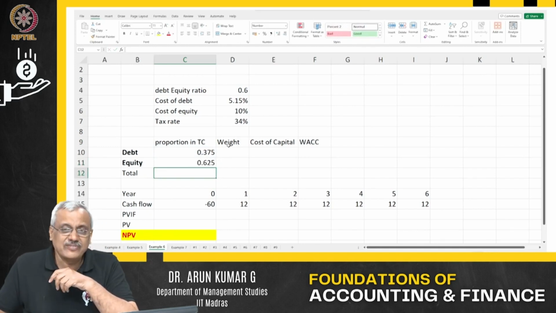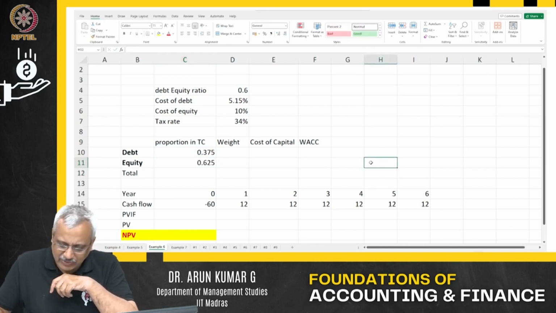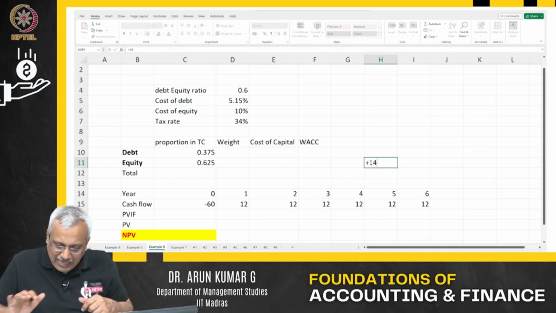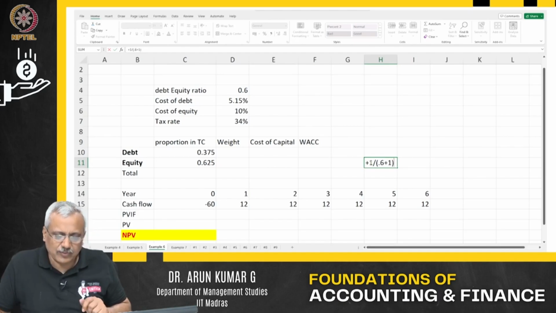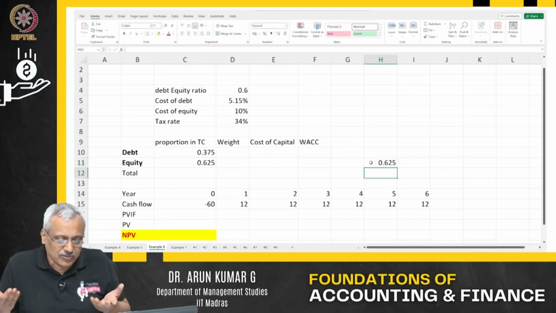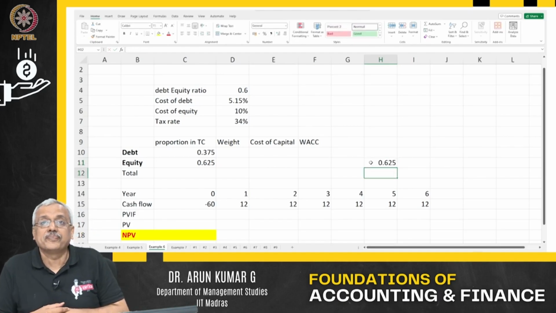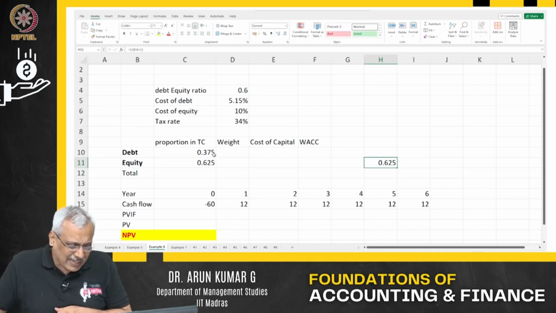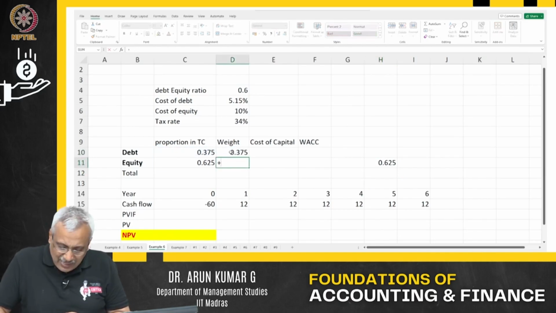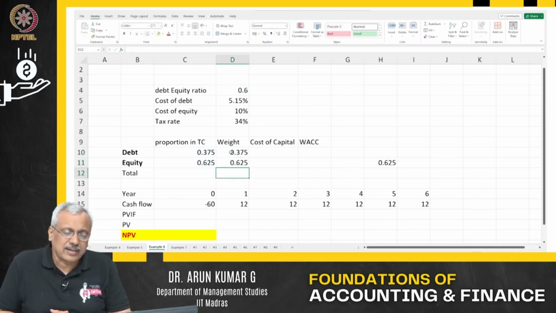No sir, I want to verify. Let us see, no problem, you can verify. Equity is 1, divided by 0.6 plus 1, which is the total capital. It is exactly the same thing. So what is the weight? The weight is exactly equal to this. This is the weight of the total capital.